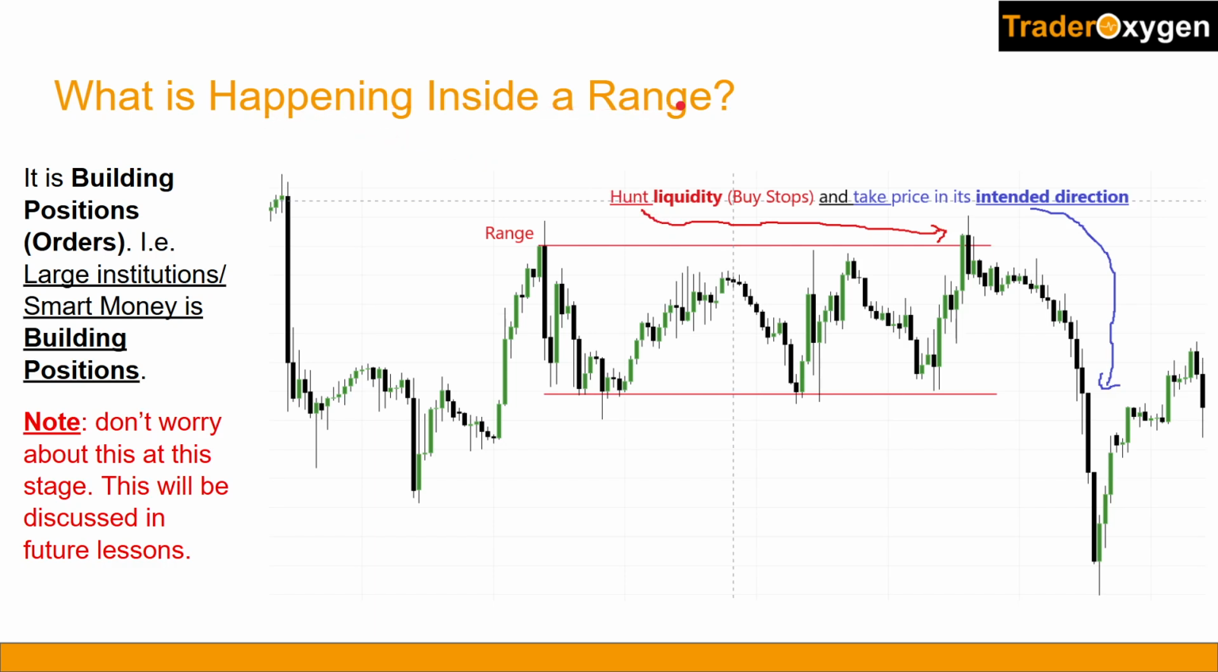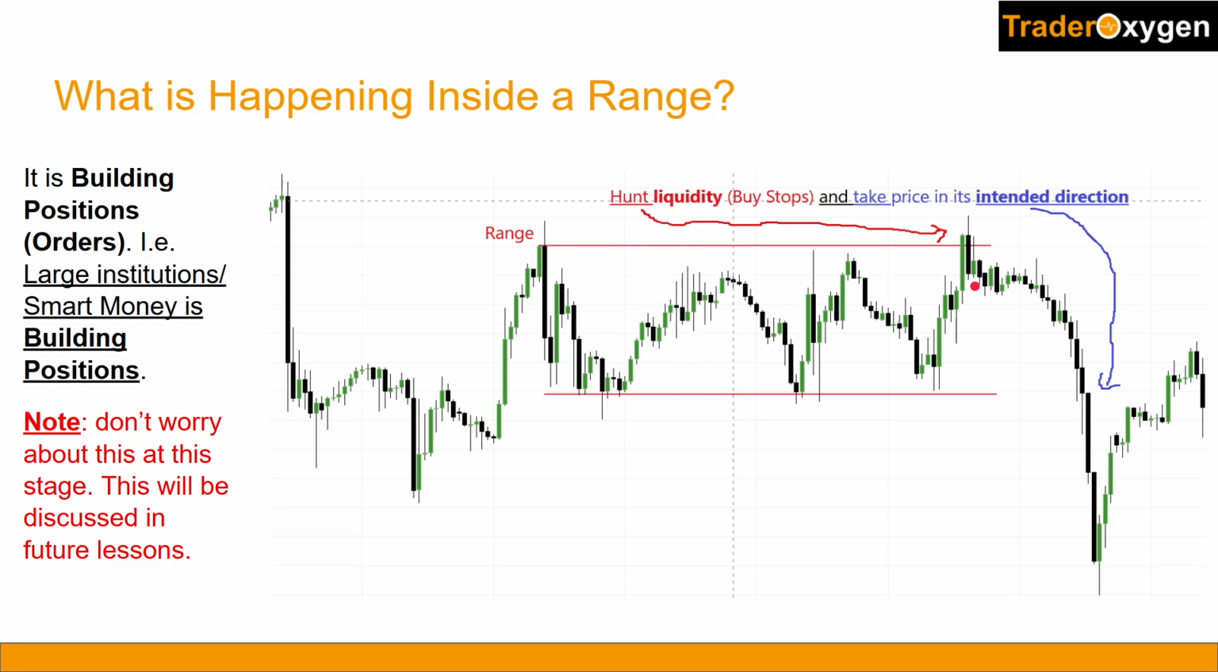So what is happening inside a range? Large institutions, smart money, are building their positions, and they are also building up liquidity on both sides of the range. That is what is happening inside a range. And why is it happening like that? Because liquidity is what large banks and institutions need if they want to move the price in a certain direction.